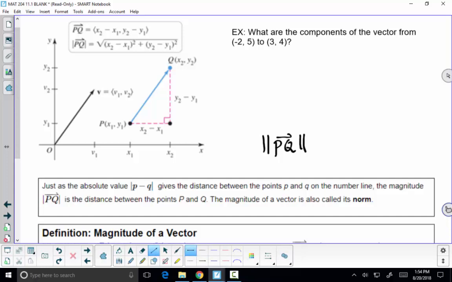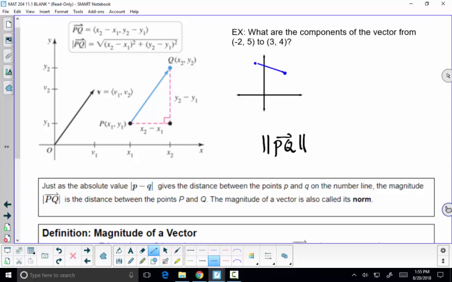Usually it helps if you want to draw a picture, though it's not terribly important for this type of problem. Once we get into three-dimensional space, it will probably give you more headache than it's worth to try to draw a picture, but a rough sketch is helpful. So we're going from (-2, 5) over to there. Rough sketch.